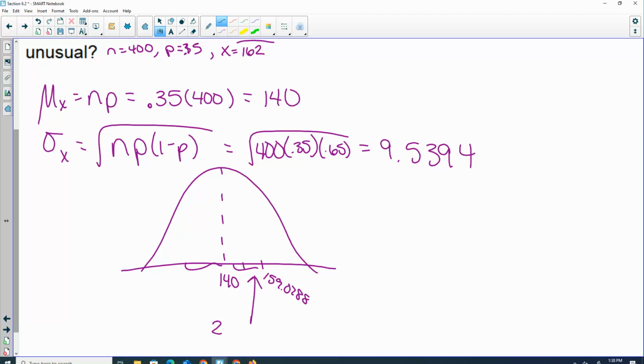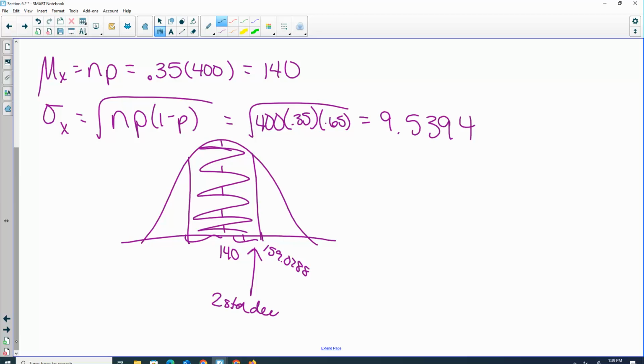So remember, we expect 95% of our data to fall in there. I didn't find my lower limit, but I certainly could, if I did 140 minus my standard deviation times 2. So 95% of my points should fall between 120 and 159. What was the value we were looking at? 162. 162 is going to be out here.